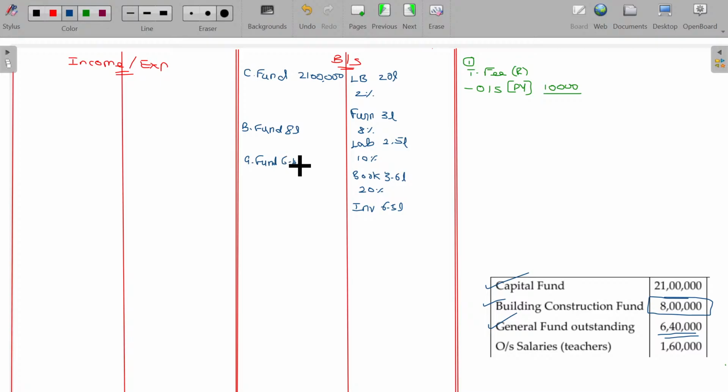6.4 lakhs. Outstanding salaries. Now let's go for the second one. In the second one, salaries paid. This is expenses.